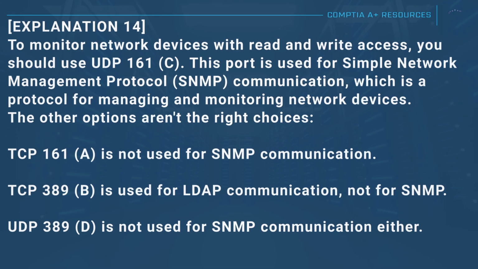To monitor network devices with read and write access, you should use C. UDP 161. This port is used for Simple Network Management Protocol (SNMP) communication, which is a protocol for managing and monitoring network devices. The other options aren't the right choices.